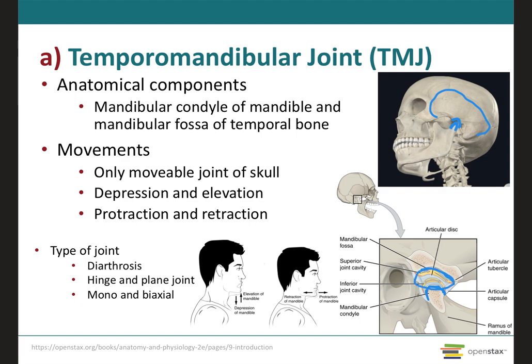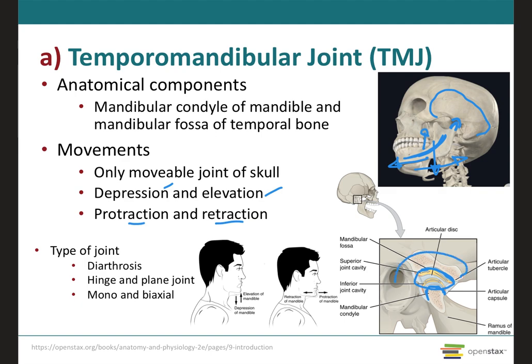Now, the mandible is the only bone in the skull that is a movable joint, and therefore, when you open it up in this direction, it will cause depression. When you pull it up, it will cause elevation. When you pull the mandible in this direction, it will cause protraction. And when you bring it back to anatomical position, it will cause retraction.